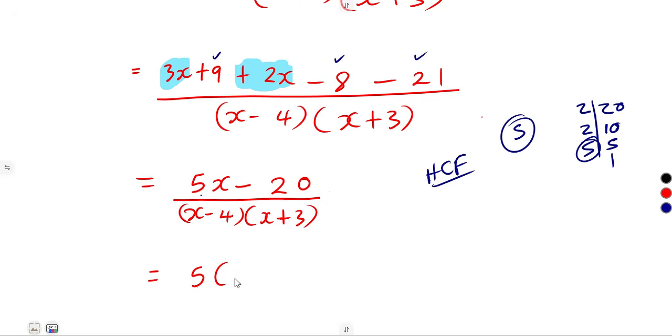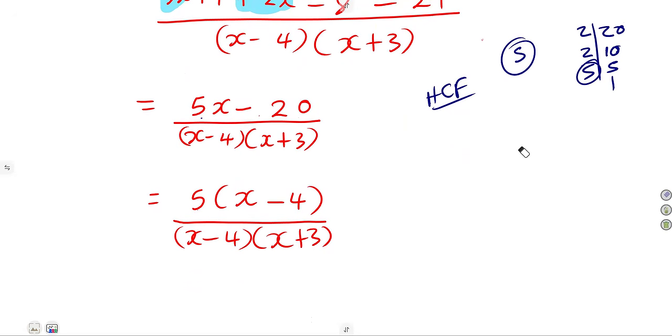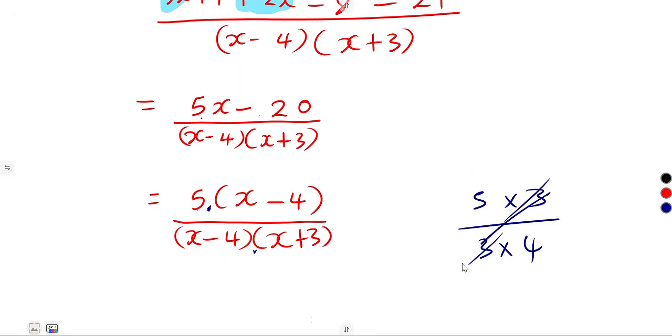So 5x divided by 5 is going to be x, minus 20 divided by 5 is going to give us negative 4, everything over the given denominator as it is. All right. So if we consider where we are, we can see that x minus 4 is common between the denominator and the numerator, because this is a product here, and here is also a product. So it is just like we're given 5 times 3 over 3 times 4. When there's a product, you can cancel and remain with 5 over 4. So it is the same thing.